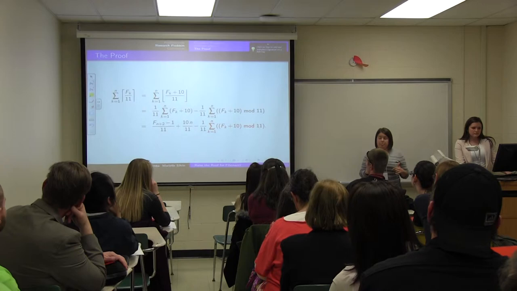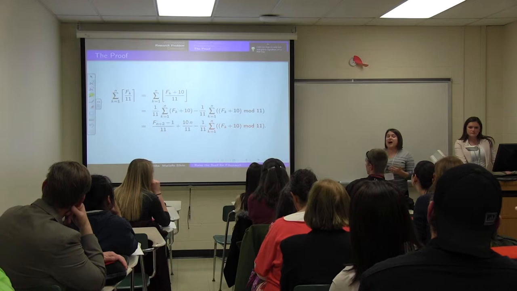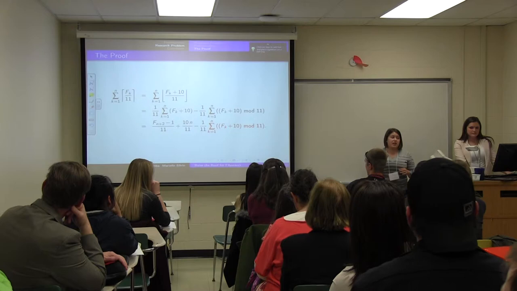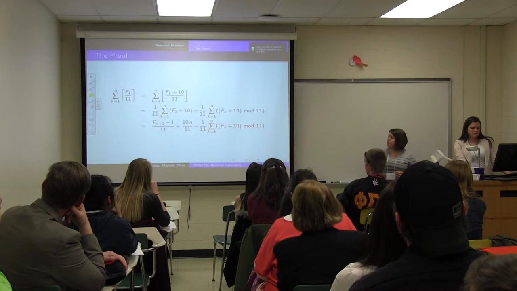After this, we rewrote the floor of f of k plus 10 divided by 11 without the floor function. And that was by using part 1 of theorem 1, simply plugging and chugging into those theorems. We also took a 1/11th out of each summation in that second step. In the next step, we did some simplifications of the summation.